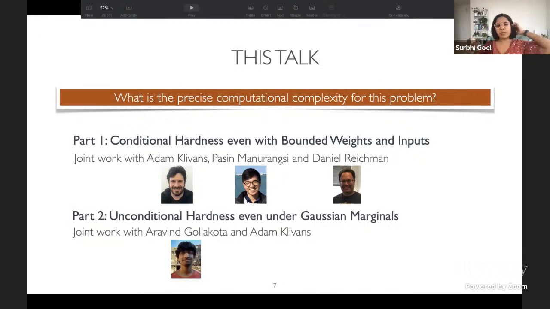And in the second part, we want unconditional hardness. We don't want to rely on the hardness of a problem, but we're going to restrict our computation model. And this is going to be in the flavor of SQ hardness results. We're saying that even if we assume that the input distribution is very well behaved, that it's a Gaussian, this is actually still hard. And this is joint work with Arvind and Adam.